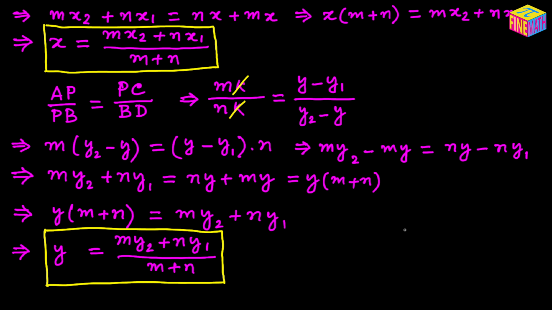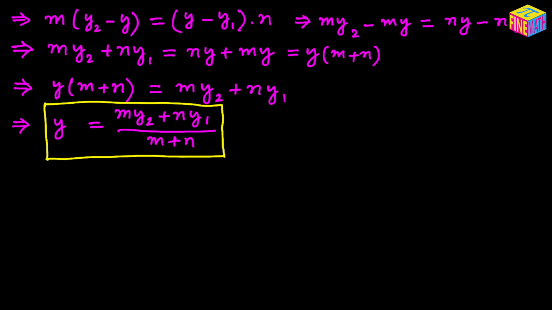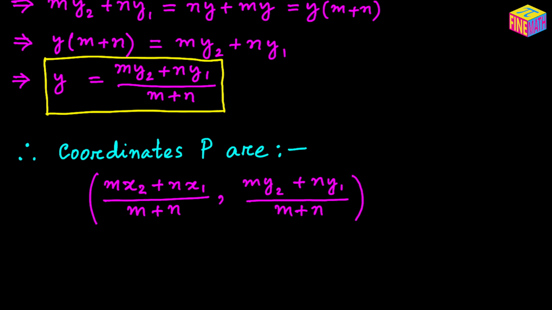So we were supposed to find the coordinates of P, which are x and y, and we have calculated the values. So here I am going to write it like this. Therefore the coordinates of P are as follows. Now let's take an example and see if we can find the coordinates of P for an example.